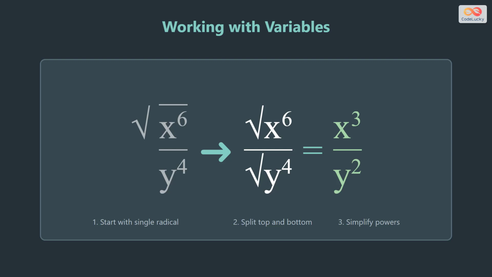This rule works perfectly with variables too. Consider the square root of x to the 6th power over y to the 4th power. We split the radical for the top and bottom. The square root of x to the 6th is x cubed, and the square root of y to the 4th is y squared.